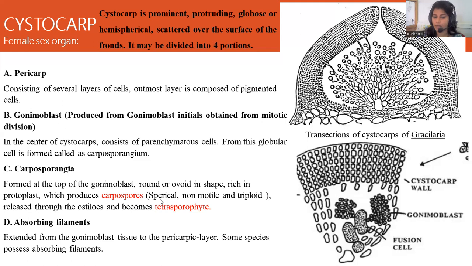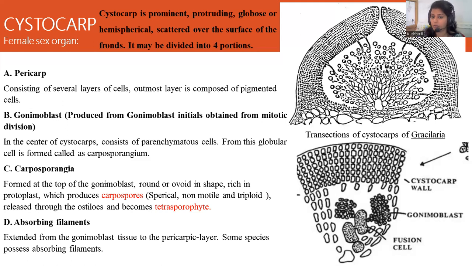Carpospores are believed to be spherical, non-motile and triploid in nature. These carpospores are produced by the fusion of cells with the axial cells, which is believed to be multinucleated, highly nutritive in nature, and produces numerous carpospores within it. These carpospores are released via ostiole, which is the opening. They are released in the form of tetrasporophyte. This tetrasporophyte will have 4 spores in it, 4 tetraspores. That is why they are called tetrasporophyte.